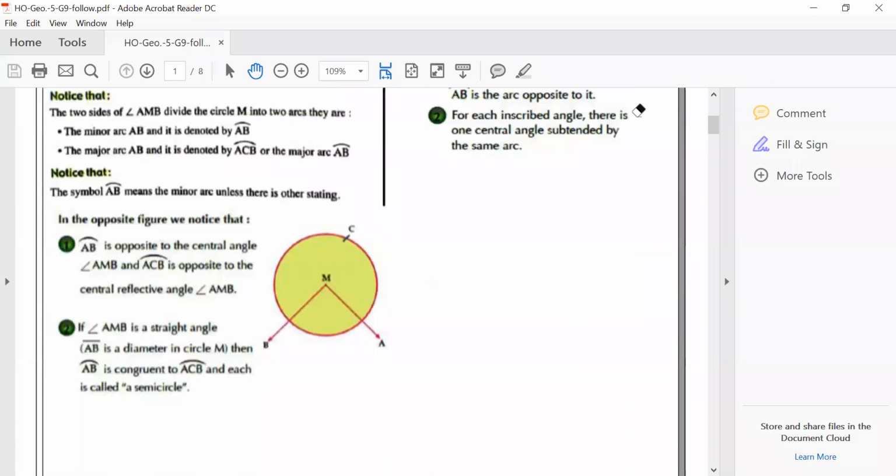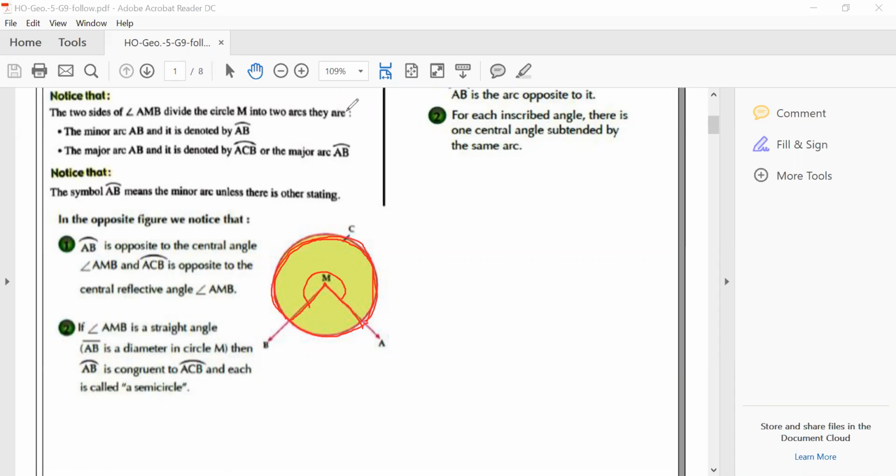In the opposite figure here, arc AB is opposite to the central angle AMB, and arc ACB, as you see, is opposite to the reflex angle of AMB. So I have arc AB and arc ACB.